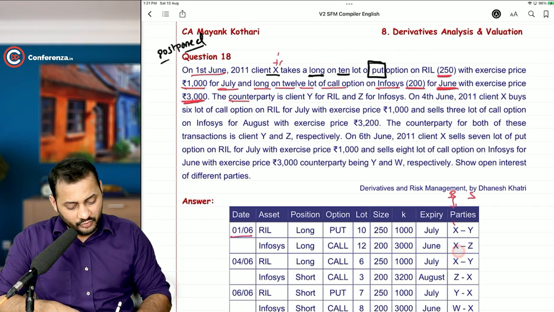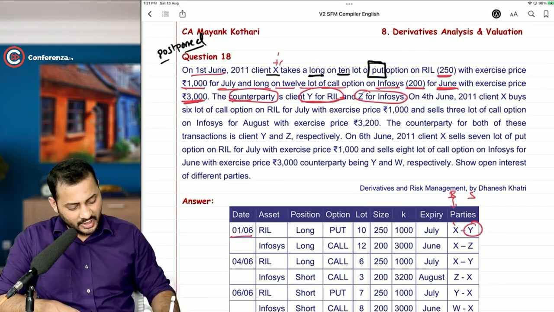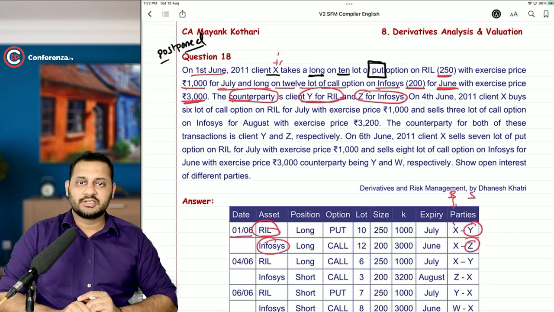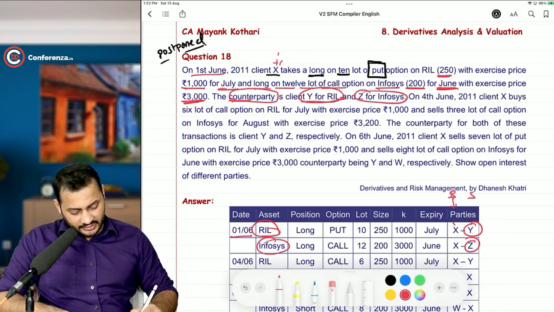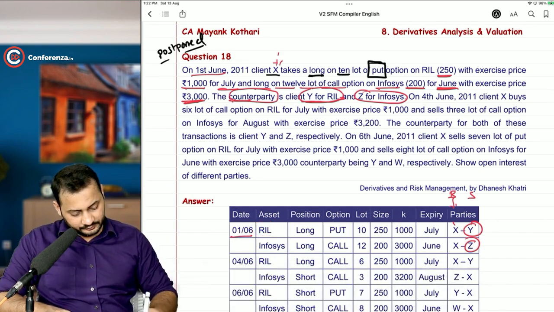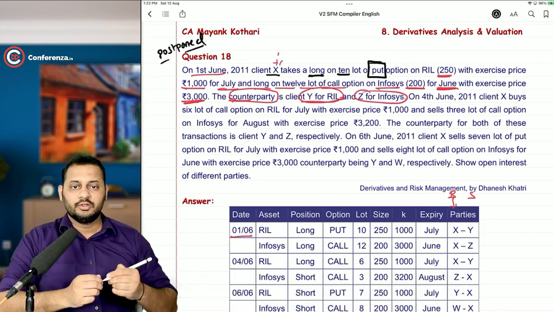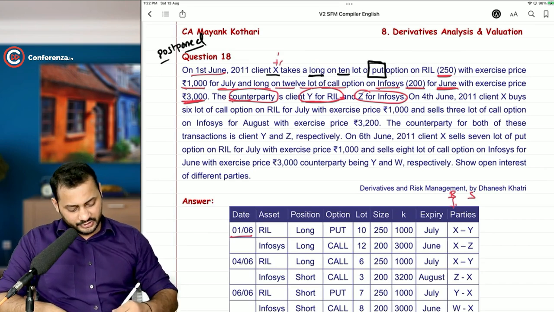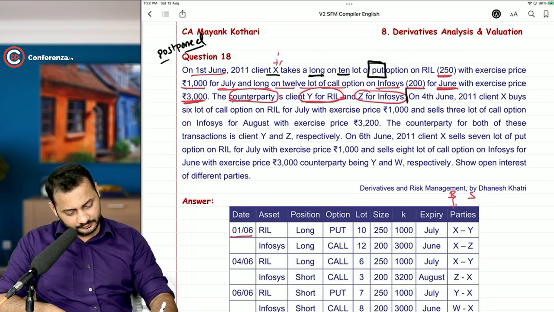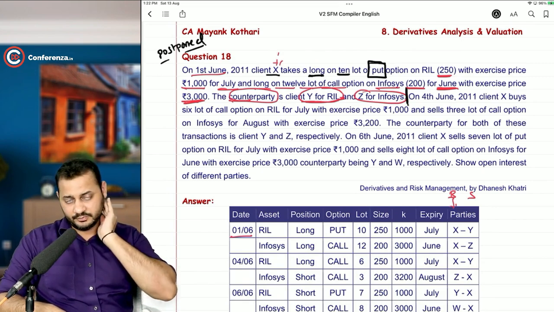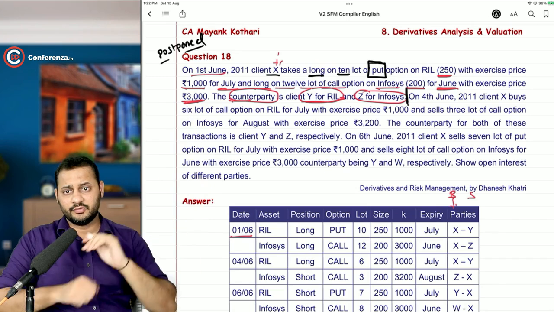Now, the counterparty, meaning the seller, is client Y for RIL and Z for Infosys. So Y for RIL, Z for Infosys. Those are the sellers. So I have just organized it properly. This entire statement is like this. Now, the second part of the question starts from this point. Till this, it was the first part itself. It was all about the 1st June.